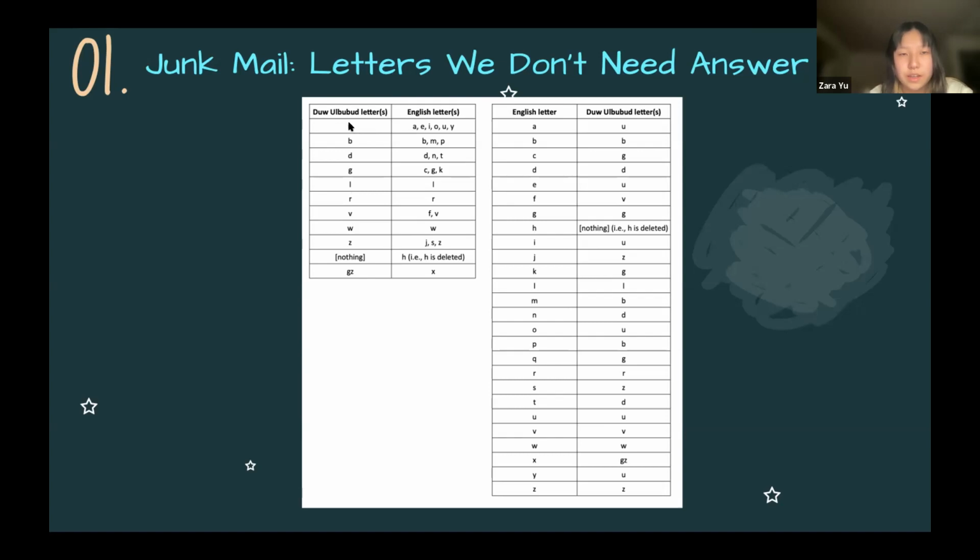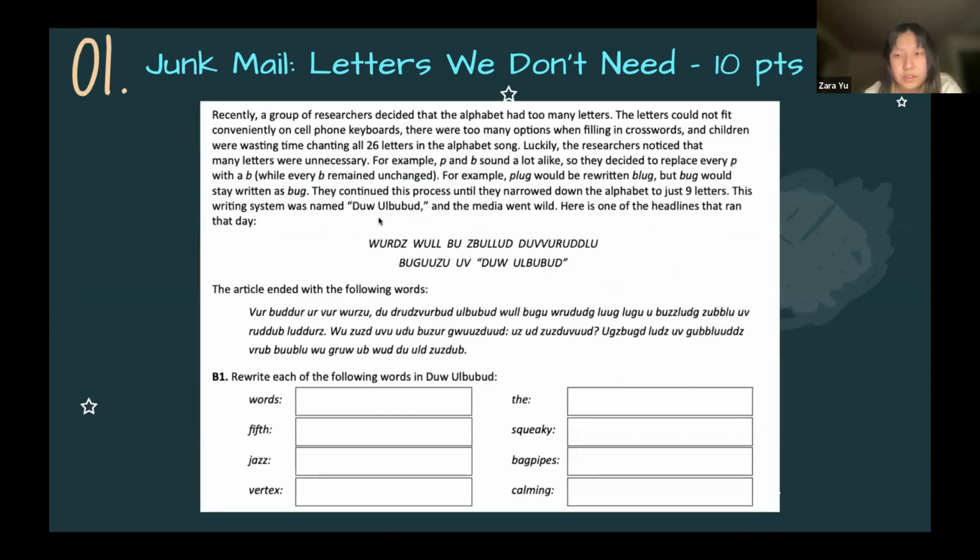Here you can see if it's U in this language, it's basically all the vowels in the English alphabet. Then B stands for BMP, D is DNT, G is CGK, L is still L, R is still R, V is FV, W is W, and Z is JSZ. And then H got deleted, and then GZ is X. So if we look back at the article, we can translate it now.